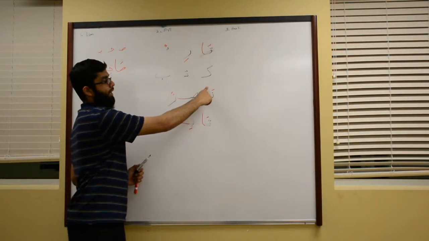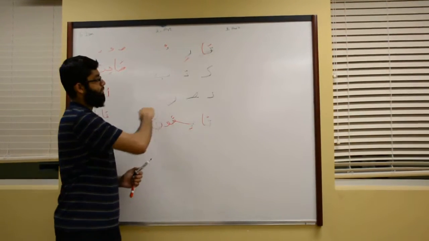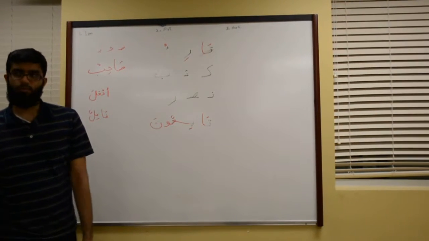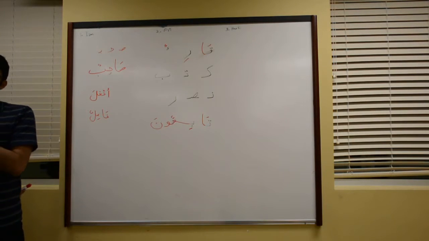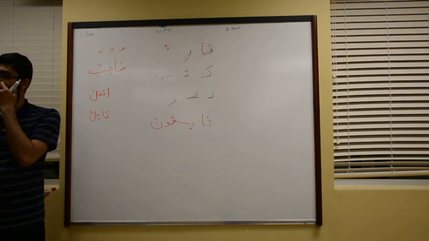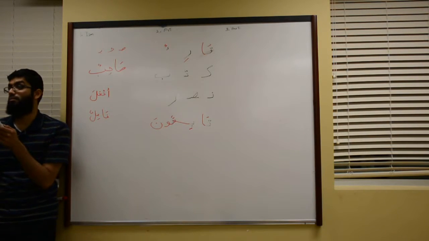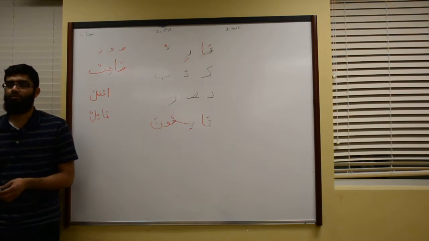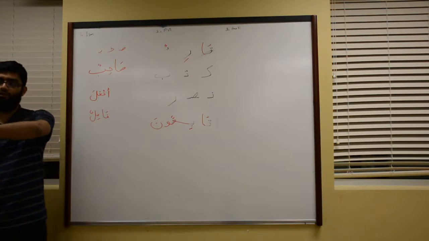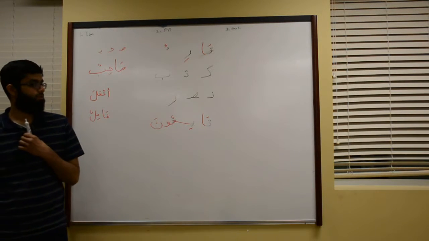Katabtu, for I wrote. And katabna. Okay. What's huwa? Kataba. And hiya? Katabat. And hum? Katabu. And hunna? Katabna. And ana? It should be katabtu.